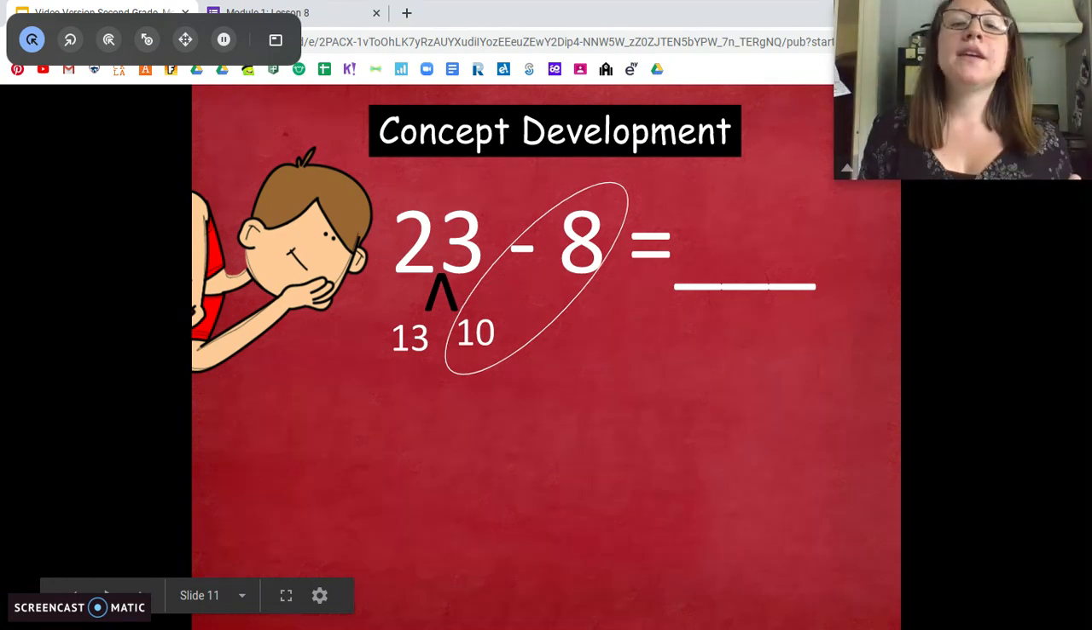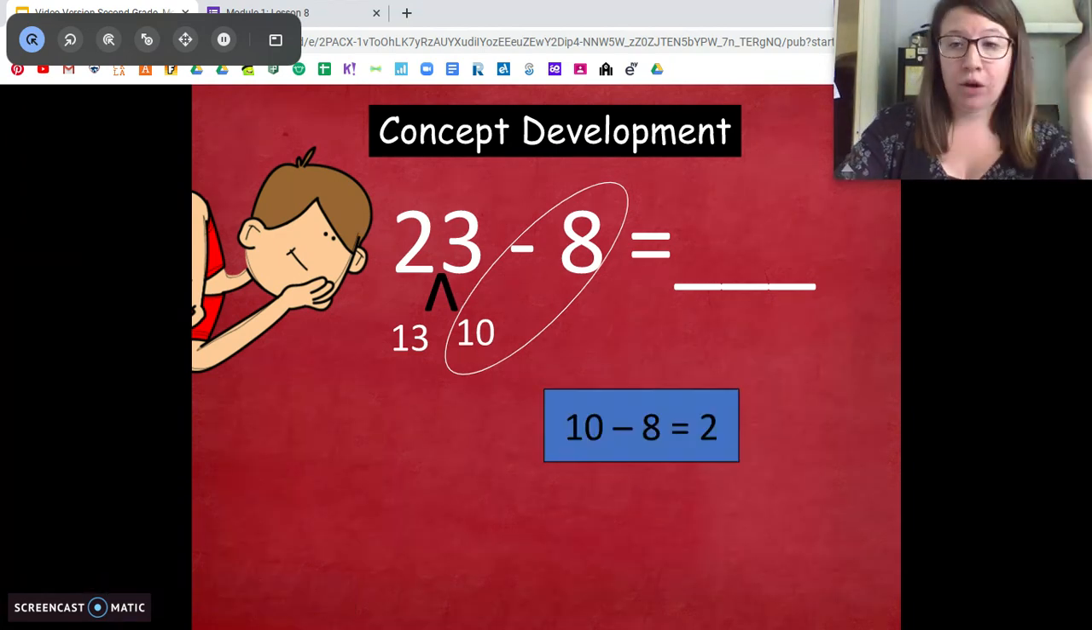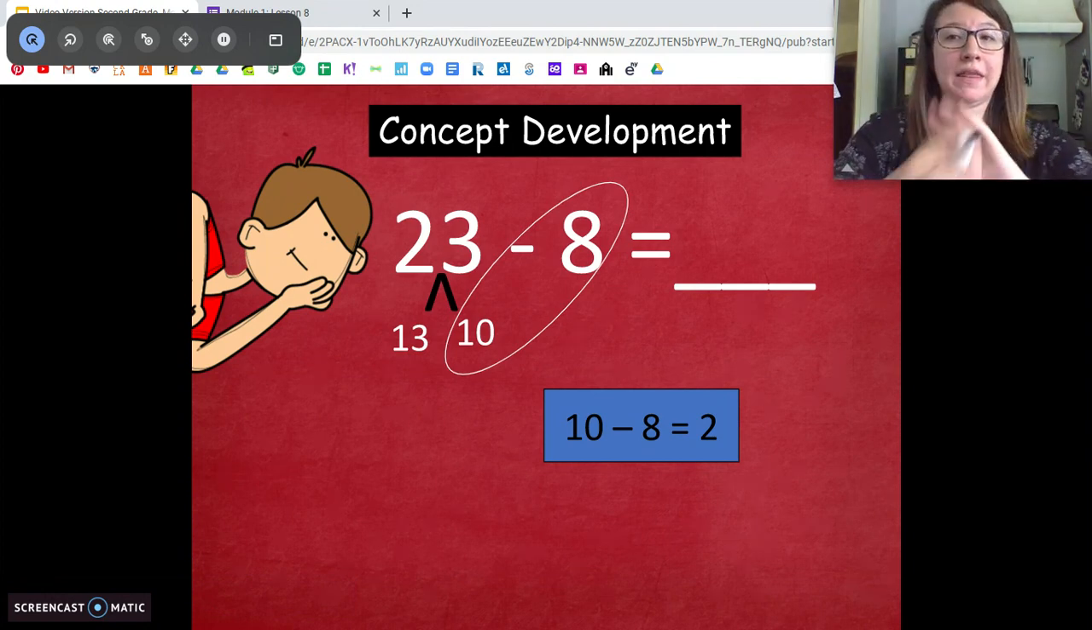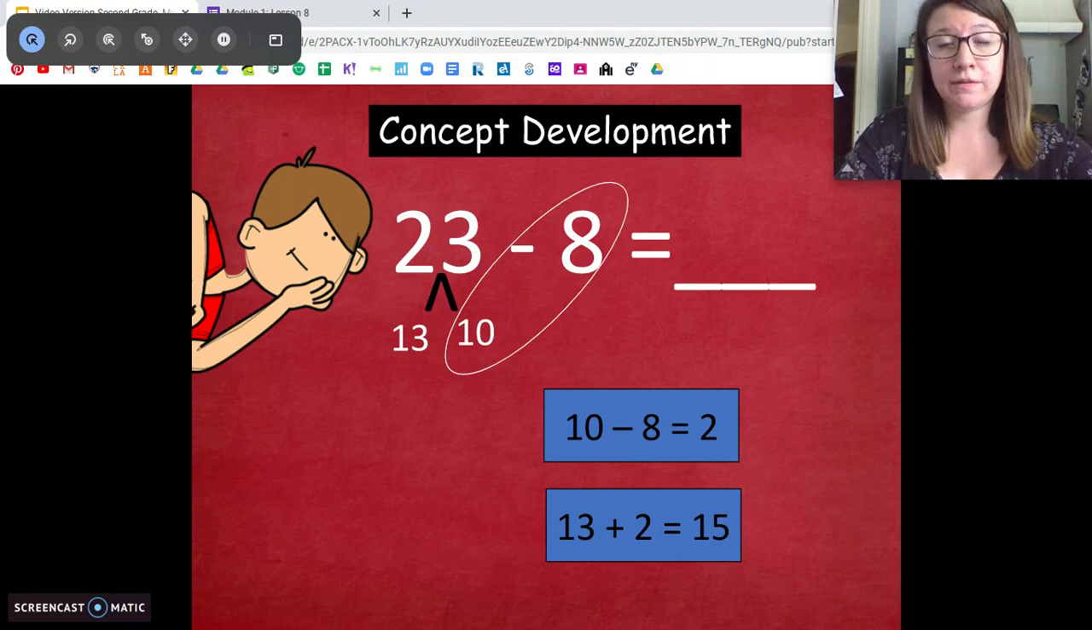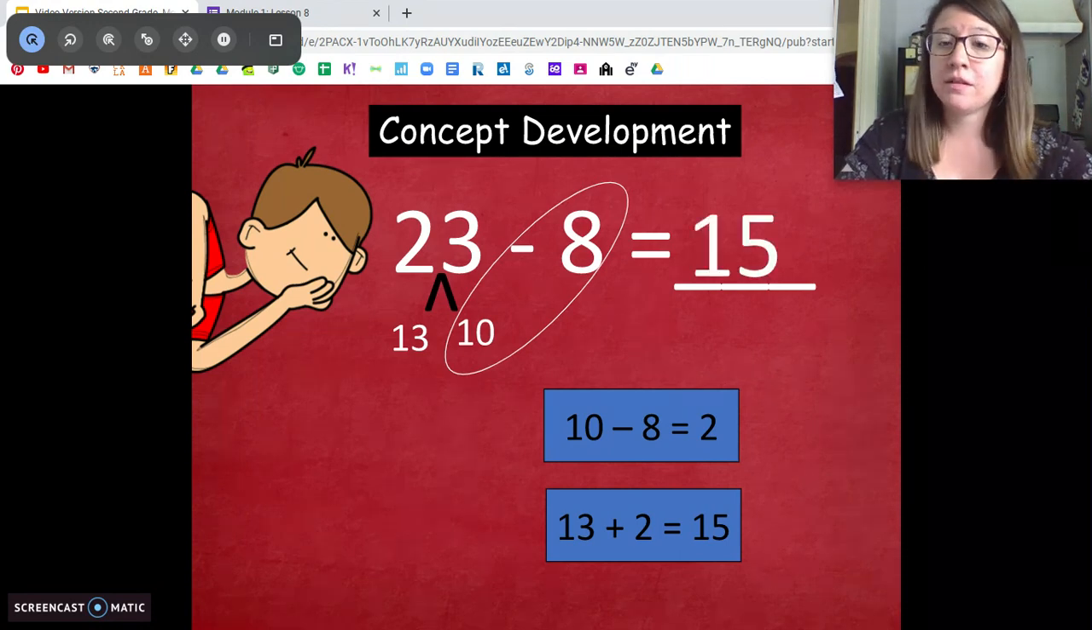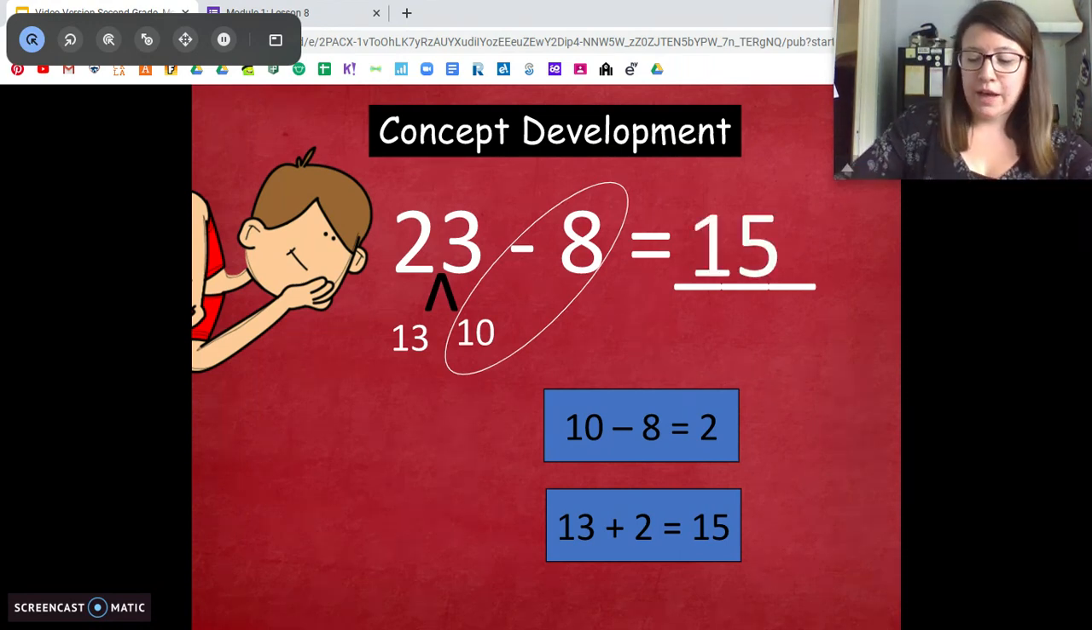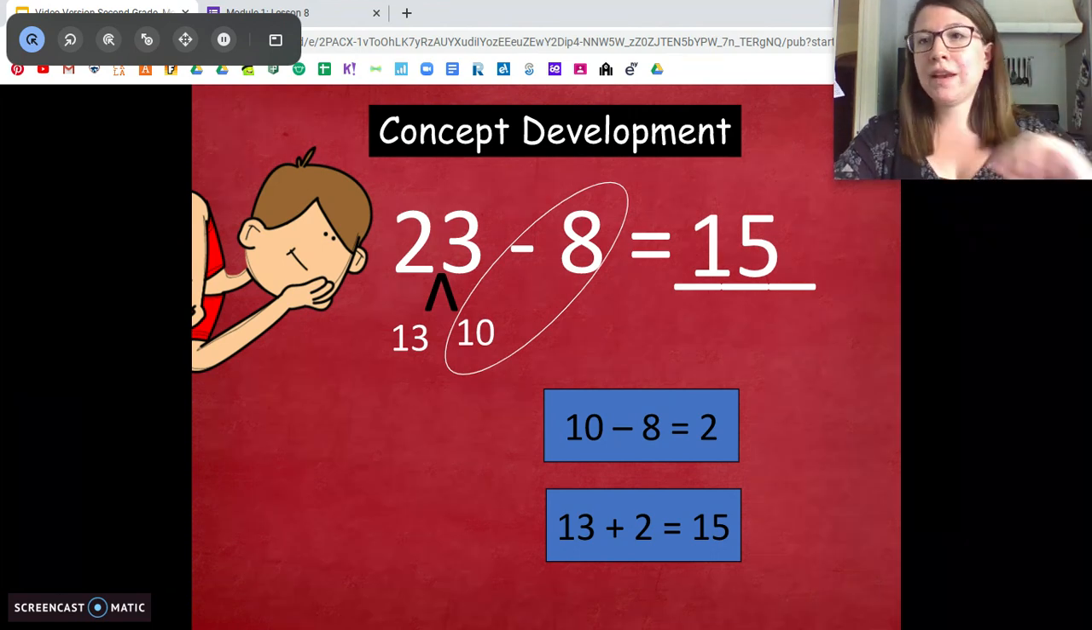Solve the same way. 10 minus 8, we know is 2. And then we're going to add the 2 to our other part over here, 13. 13 plus 2 is 15. Much easier to solve that way. So our answer is 15. Okay. Let's try again with another set.